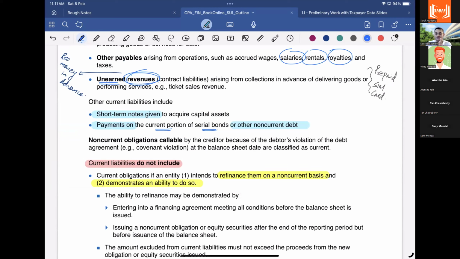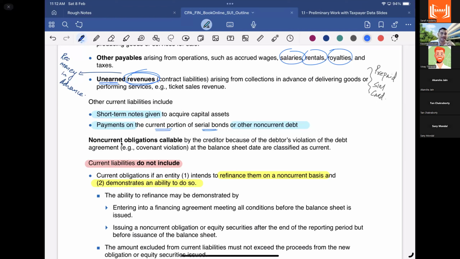So that's again payments on a current portion of the serial bonds or other non-current debt. It would be some kind of a bank facility on a very short-term basis, right? It could be a cash credit or it could be an overdraft facility, it could be any of those. But none of these things would be considered from a long-term perspective. Rather, it's going to be considered from a short-term perspective only.